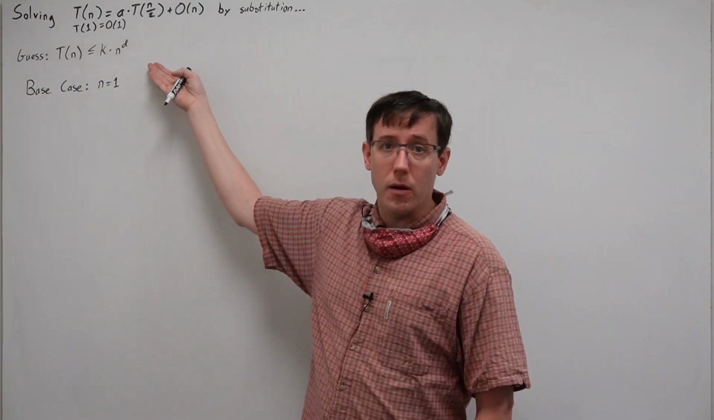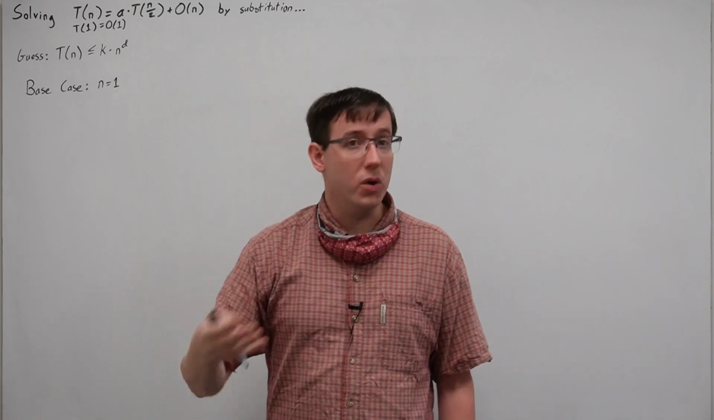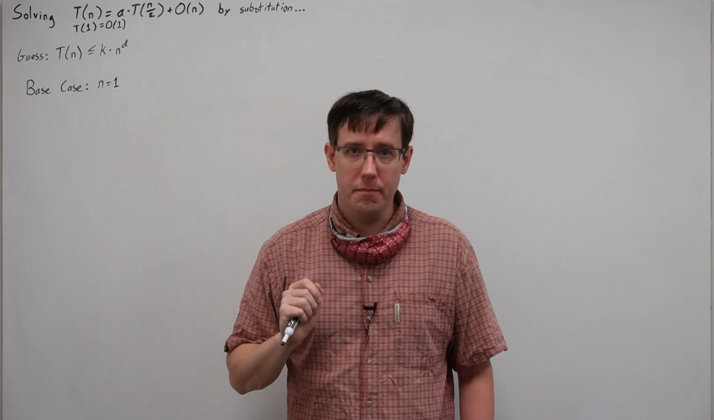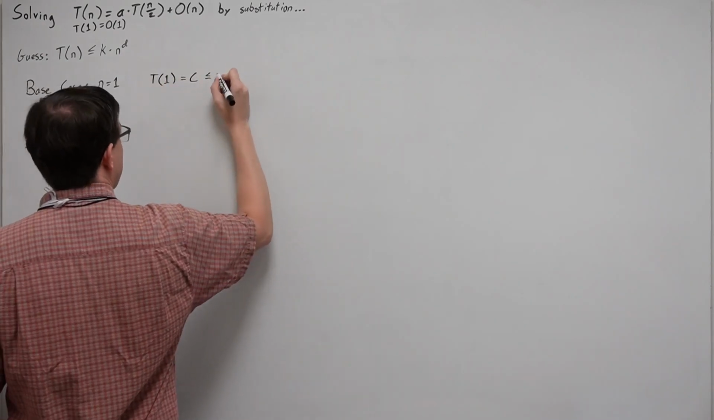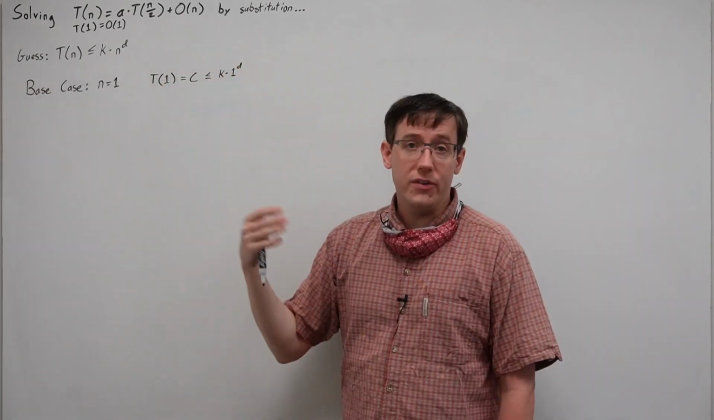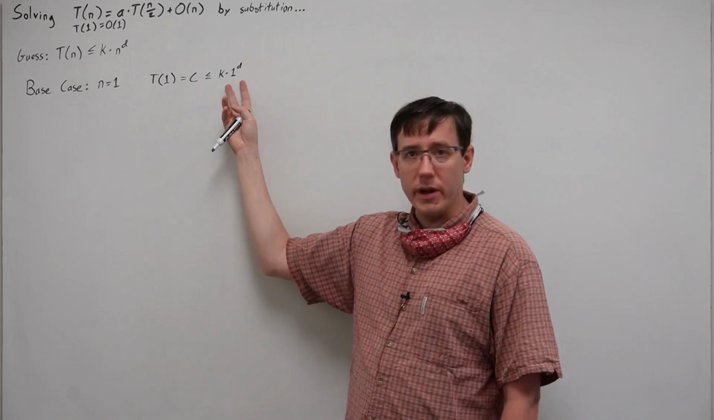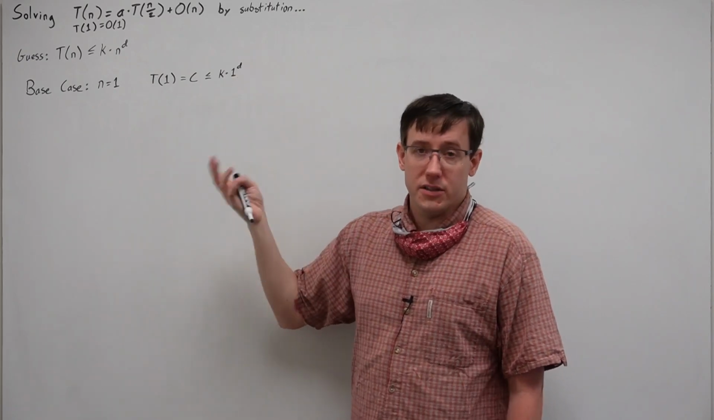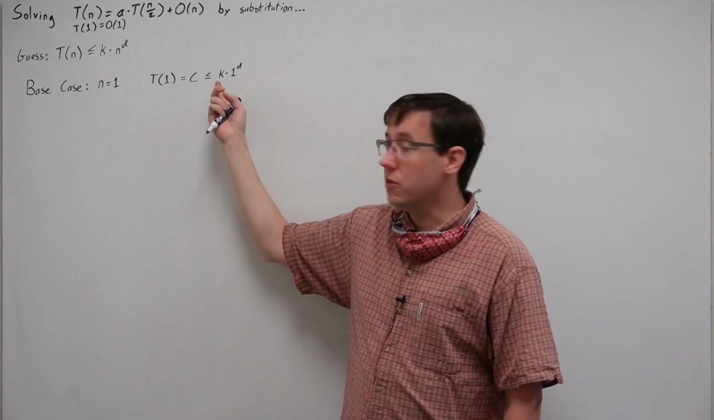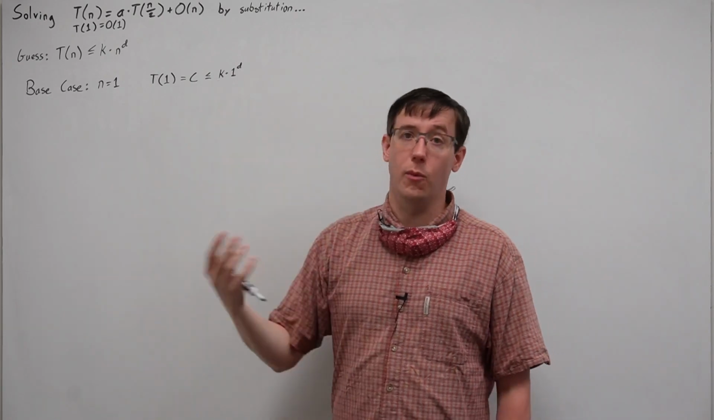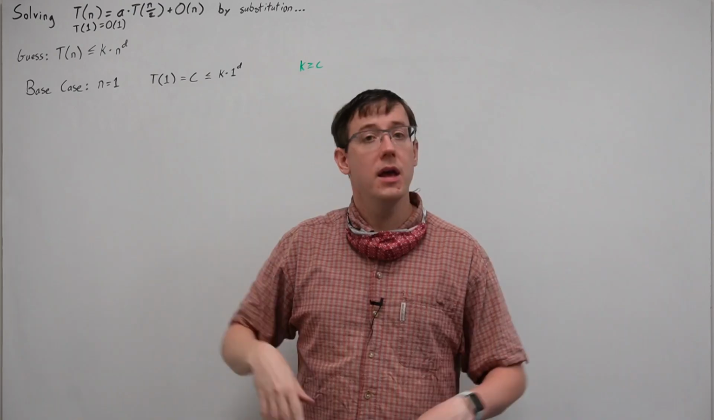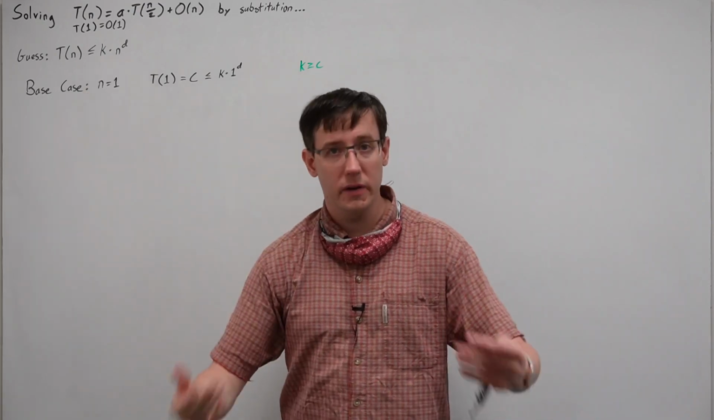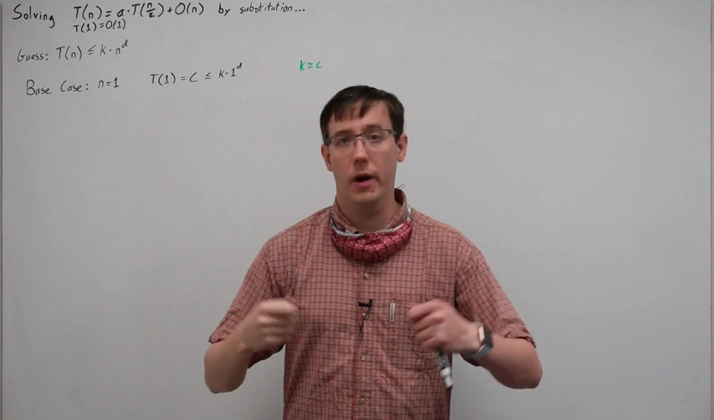We want to prove that our bound holds for all input sizes n, so we start with a base case of n equals 1. So this imposes some slight constraints on what k and d can be, but we clearly have lots of choices available to us. As long as k is at least c, this will work. Now we want to prove inductively that if our bound holds on smaller inputs, it will also hold for n.